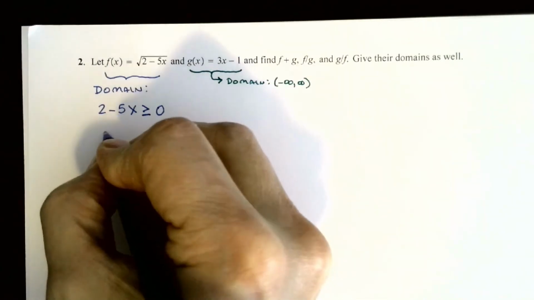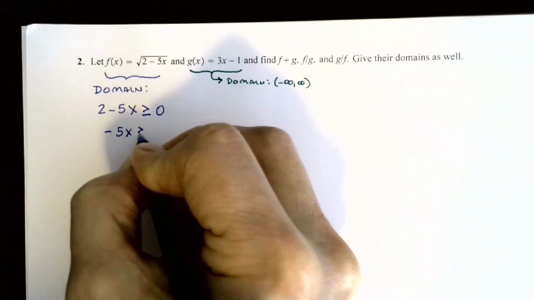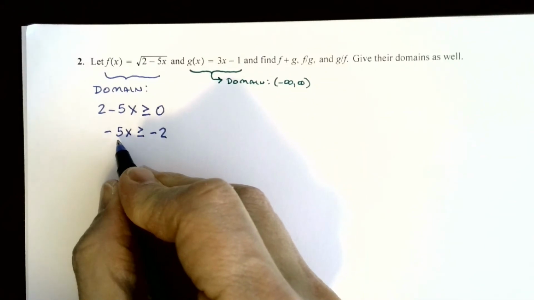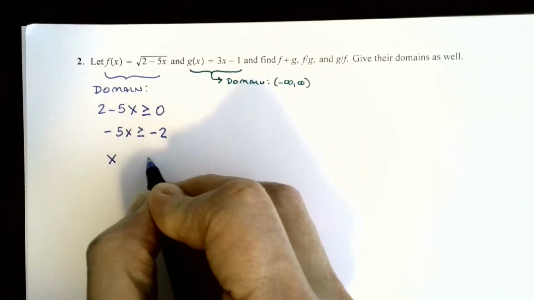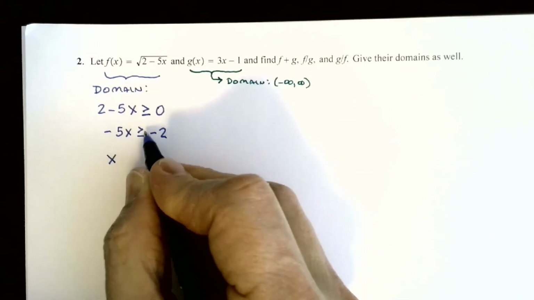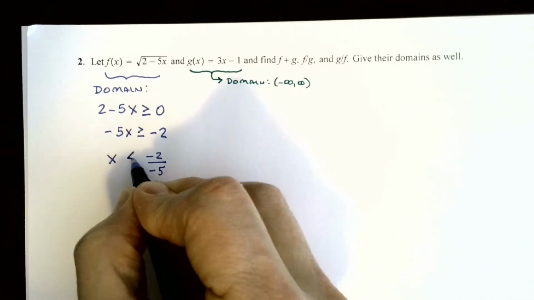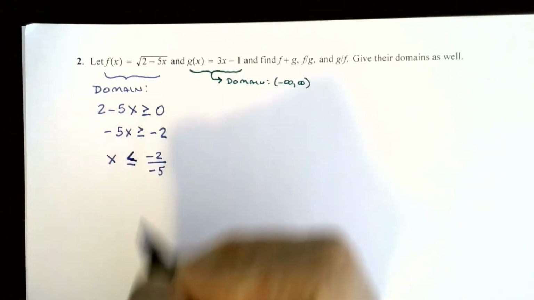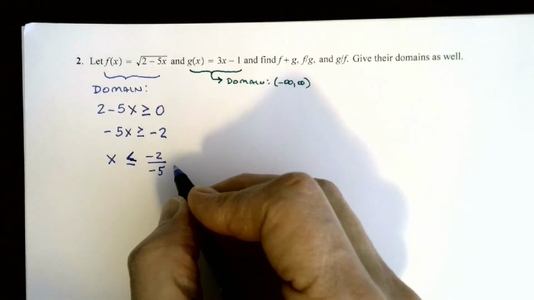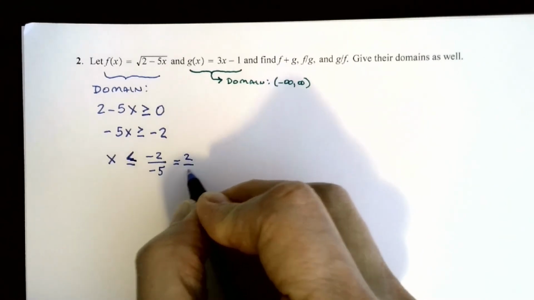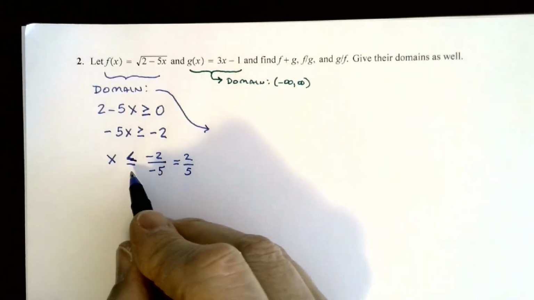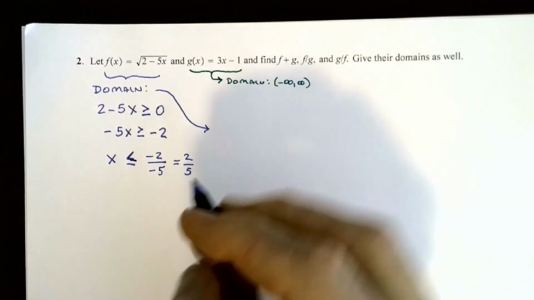So you remember how to solve linear inequalities, right? Just like linear equations, I'm going to subtract 2. And then I'm going to divide by negative 5. But what happens when I divide by a negative quantity in a linear inequality? Well, the inequality changes direction. The sense of the inequality changes. Of course, negative 2 divided by negative 5, negative divided by negative is positive. And so what's the domain here? The domain is any value of x less than or equal to 2/5.